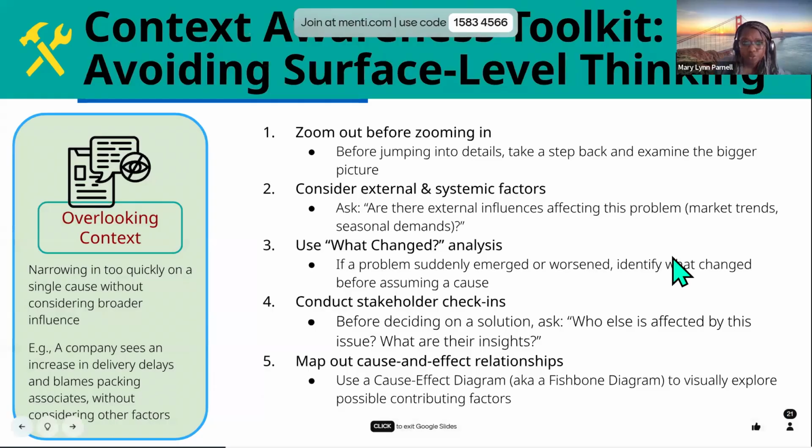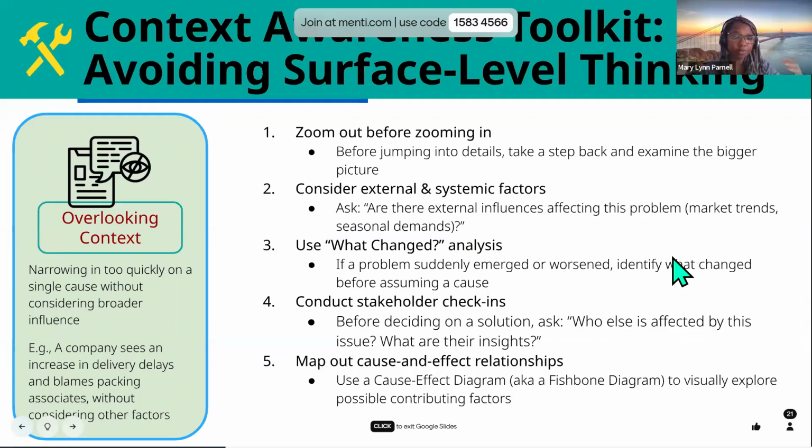All right. So the next one is overlooking context. And the key tool here is avoiding surface level thinking. So remember, when we talk about getting down to the root cause, it's not just dealing with the symptoms. We're actually really wanting to deep dive. So first thing is to zoom out before zooming in. So before jumping into details, take a step back and examine the bigger picture.